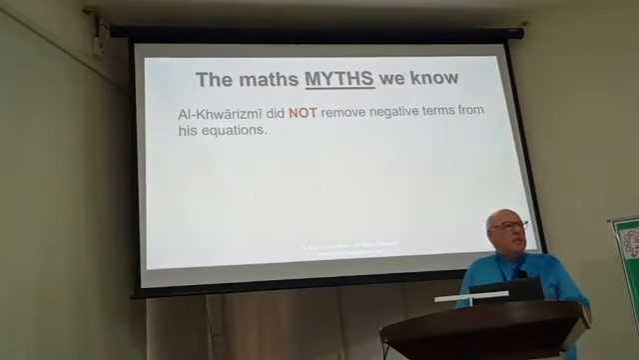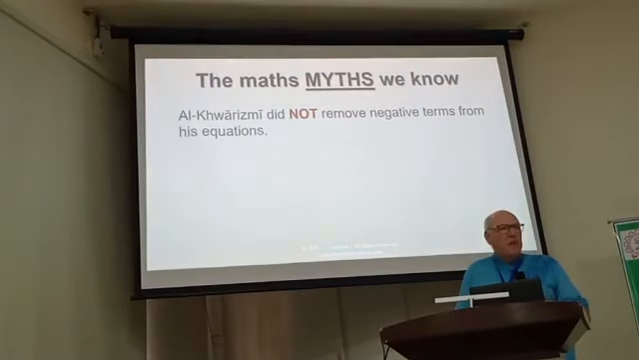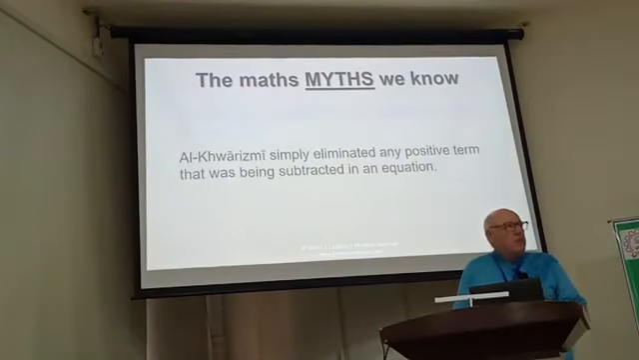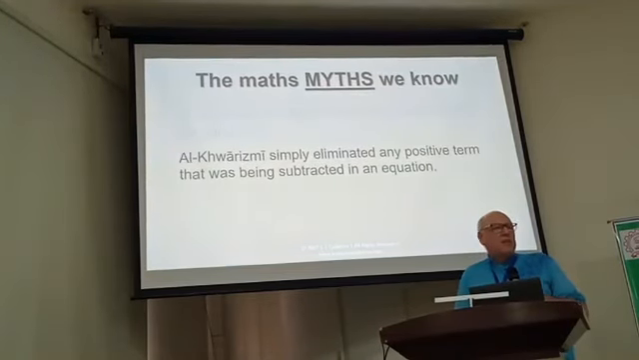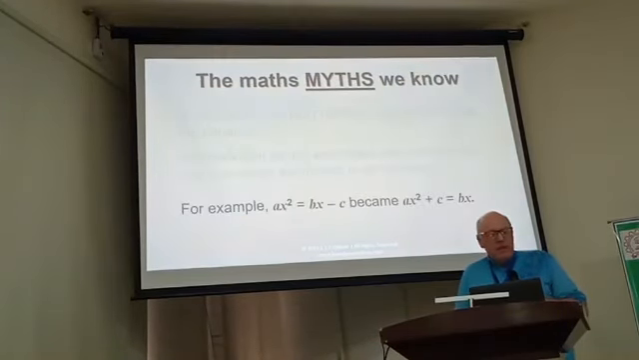So Al-Khwarizmi did not remove negative terms from his equations, despite all those previous comments. Al-Khwarizmi simply eliminated any positive term that was being subtracted in an equation. People from the age of Diophantus on have conflated subtraction with negative. Fundamental mistake. For example, ax squared equals bx minus c would become ax squared plus c equals bx. There are no negative terms in that. They're just positive terms, because no Arabic writer used negative terms.